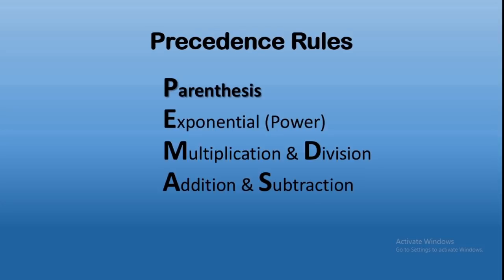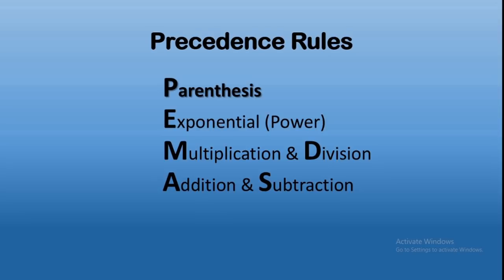Suppose we have an operation where two or three mathematical operators are there in a single expression, then there are rules to solve that particular problem. And these rules are called precedence rules. So when we have a mathematical operation with multiple operators, we have these rules. Rule 1 is this: the parenthesis is given the highest precedence, then the exponential, then multiplication and division, and then finally addition and subtraction.